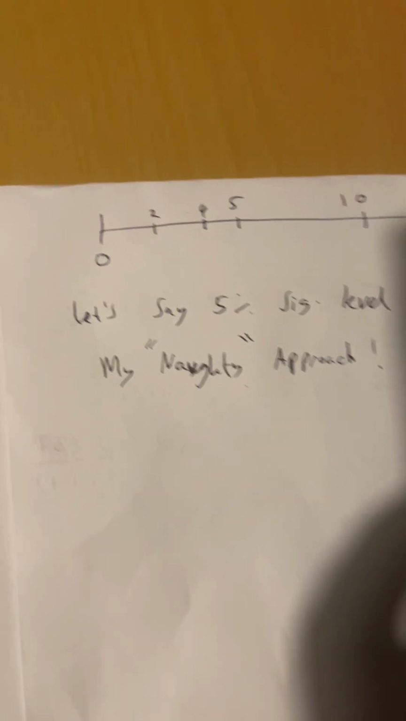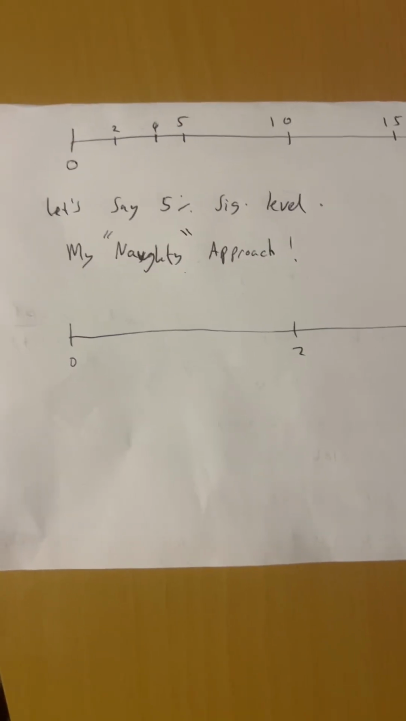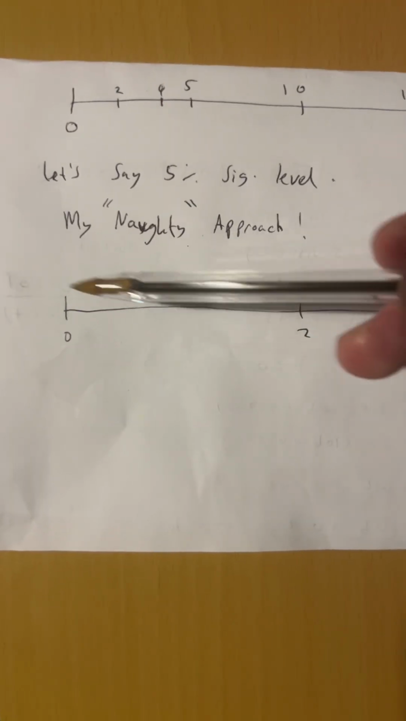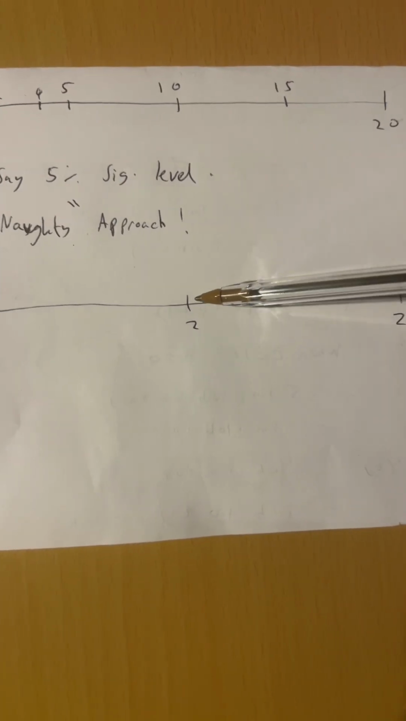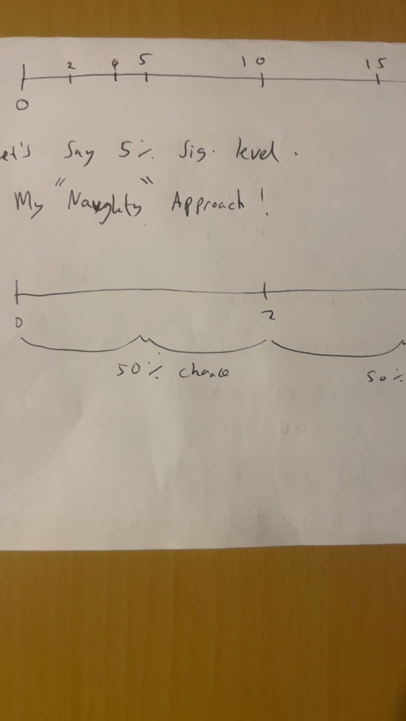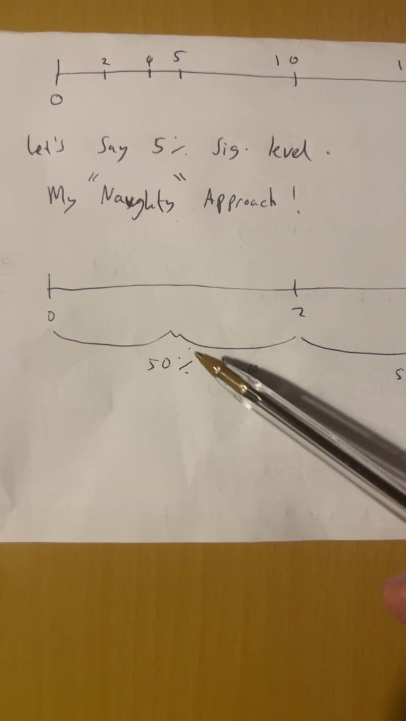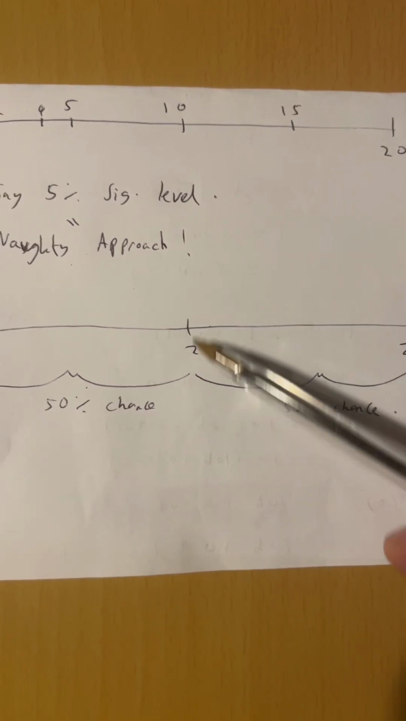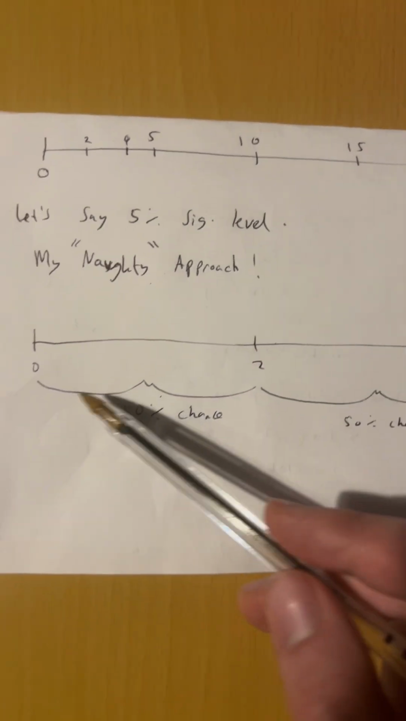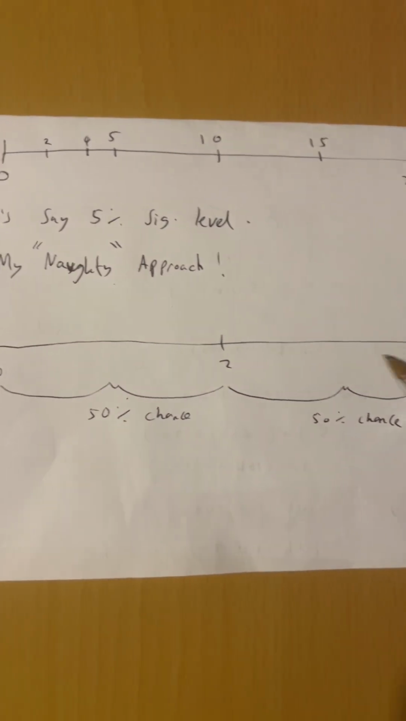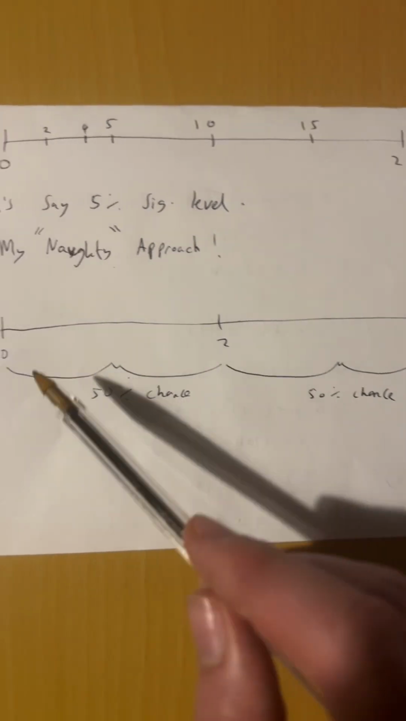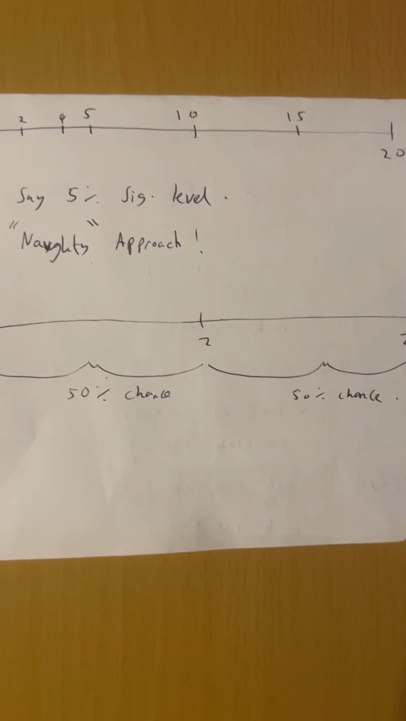If H0 is true, we expect to get 2 successes. So I'm going to construct a new number line where I put 2 in the middle, 20 at the end, and 0 here. So 2 is my average, that is what I expect. Now, using this naughty approach, there is a 50% chance of getting between 0 and 2 bullseyes, and there is also a 50% chance of getting between 2 and 20 bullseyes, because 2 is my expected value. Again, because this is discrete data, this actually isn't quite true. If it was continuous data, like heights and times, this would be a perfect explanation, but I still use this explanation even for discrete data because it just makes sense.